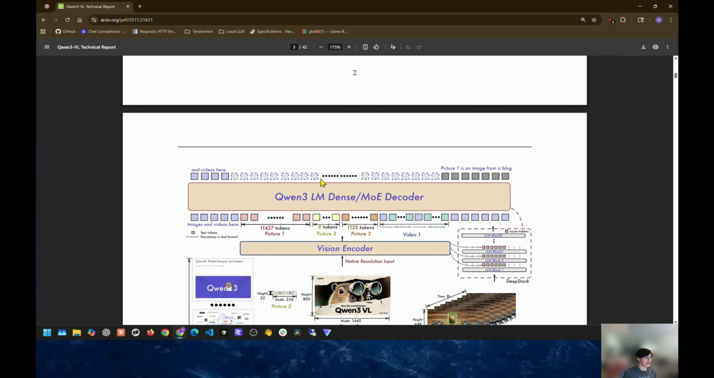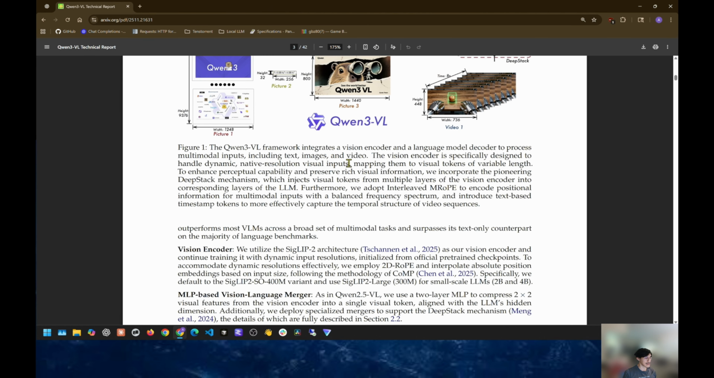So basically, going back to the 235B-A22B variant in the model, it outperforms most VLMs across a broad set of multimodal tasks and surpasses its text-only counterpart on the majority of language benchmarks. So it is the VLM version of Qwen3 235B A22B that surpasses the original text-only version.